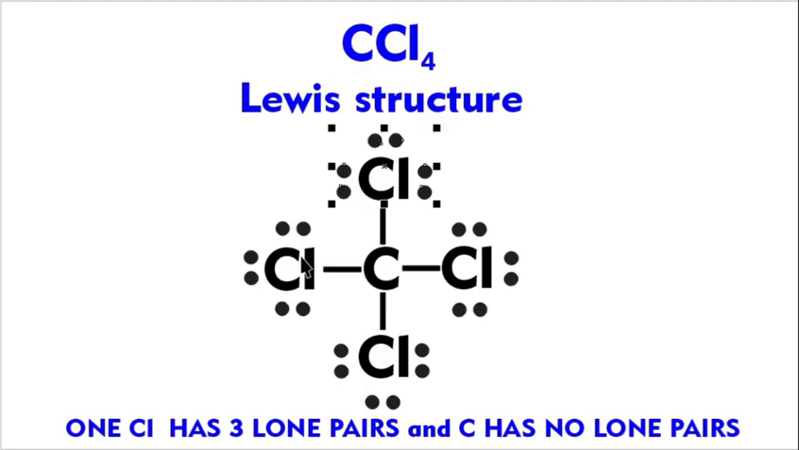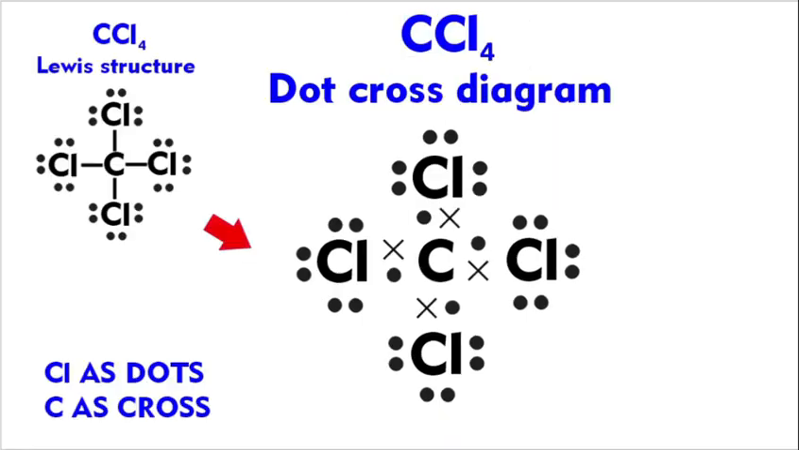Then maybe the last horizontal, vertical, horizontal, vertical, horizontal, and vertical positions, the lone pairs, right? So now you see, this is the Lewis structure of CCl4. This is called carbon tetrachloride. If you want to convert this into a dot and cross diagram, as I said, line it up, you show it as a dot and a cross, dot and a cross.